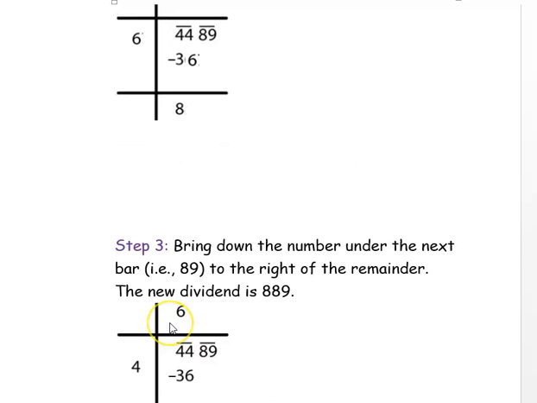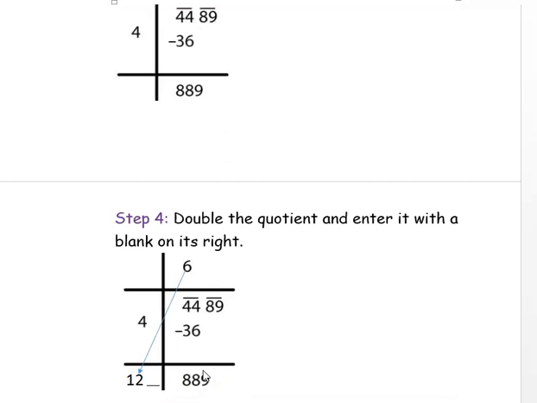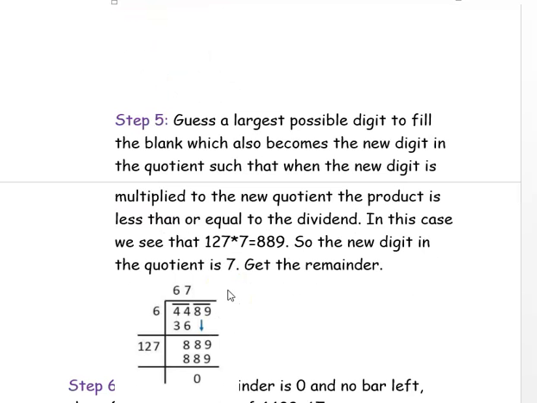In the next step, I am taking and writing the next pair of numbers down. That's 89. I have written it down and the new dividend is 889. In the next step, I am going to double this quotient. Here the quotient is 6. I have doubled the quotient. Now it will become 12 and I have written it with a dash. The next step, I want to guess a number for this dash.